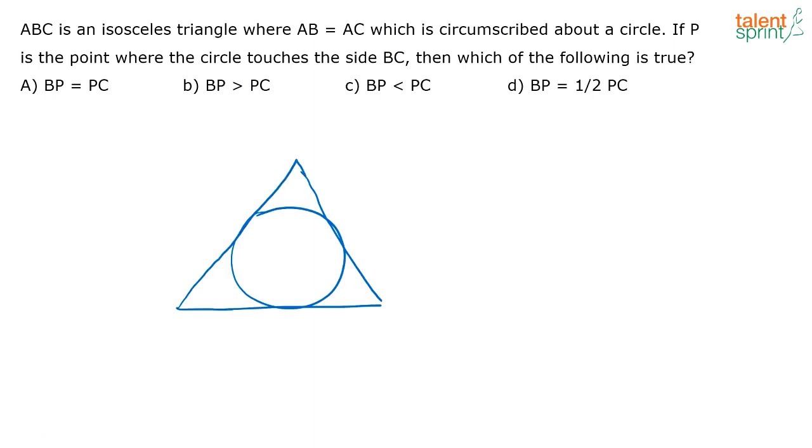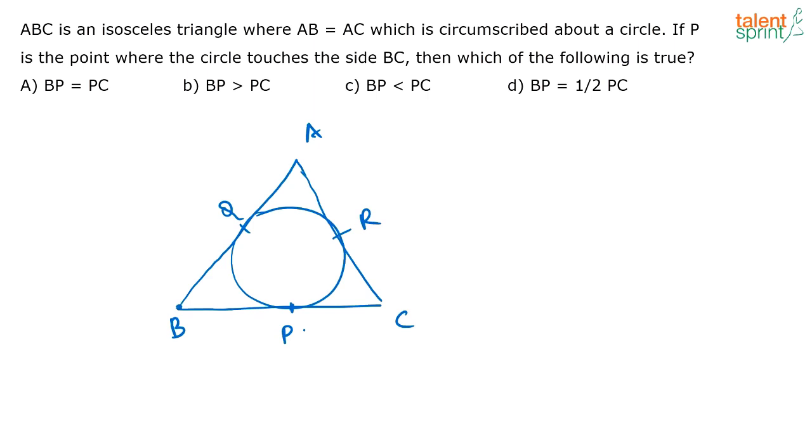So you have ABC, which is an isosceles triangle, where AB is equal to AC. So these two sides are equal. Now P is a point where the circle touches the side BC. So this is P. Now which of the following is true? Let's take this as Q and this as R. Now again, this is one point, correct? From this point you have two tangents. This is an external point and you are drawing two tangents to this circle.